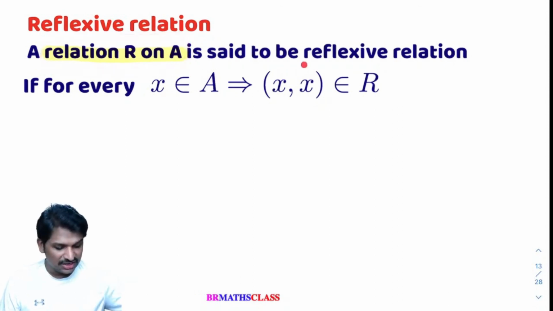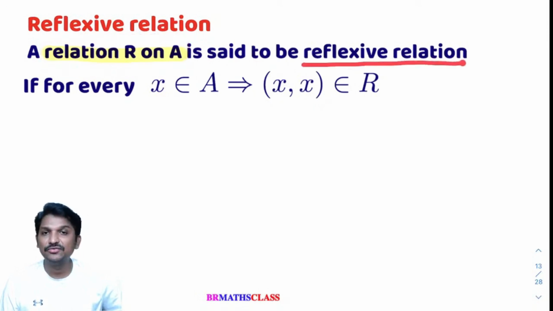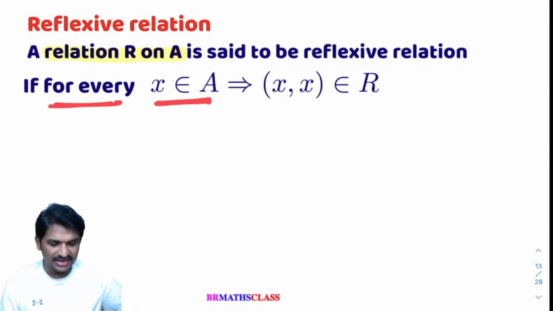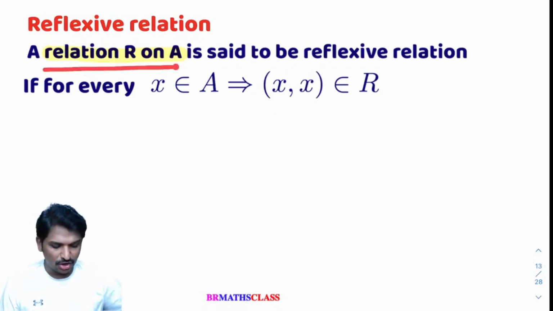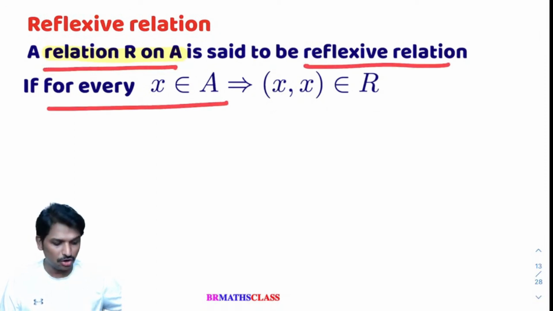The relation is said to be a reflexive relation when, for every X in set A, for every element X in set A, the ordered pair X comma X also belongs to the relation. First thing, a relation R on A is said to be a reflexive relation if for every X belongs to A, the ordered pair X comma X also belongs to R. Then this relation is called a reflexive relation.